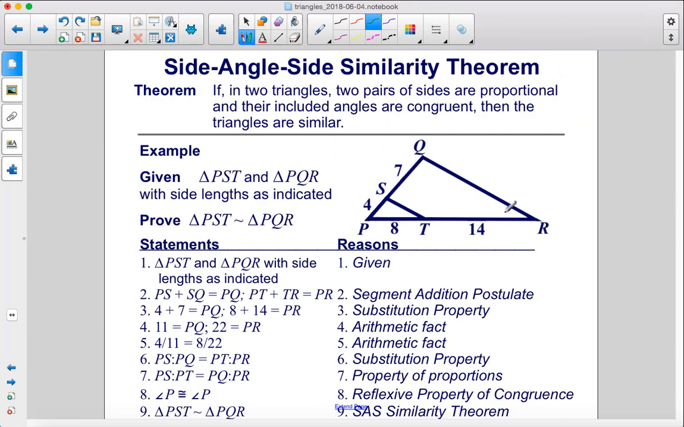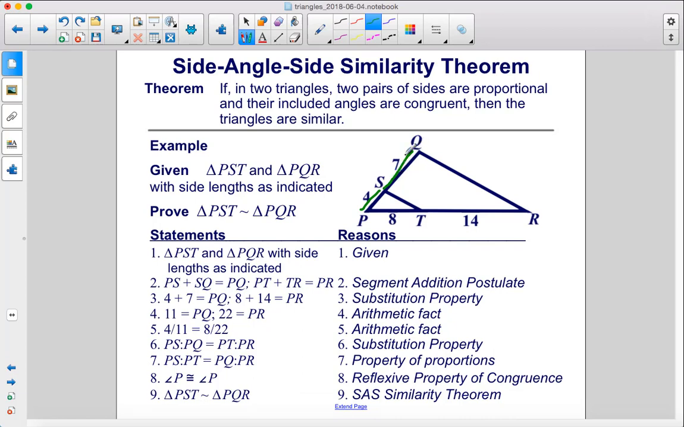So, given these two triangles with side lengths as indicated, prove that they are similar. Alright, so we're given the triangles, and because of the segment addition postulate, we know that PS plus SQ equals the full line segment PQ, and PT plus TR equals PR. So that's the segment addition postulate. Then we can substitute in the lengths instead of the names. So PS is 4, SQ is 7, PT is 8, TR is 14. And we can do that addition, and that's an arithmetic fact.